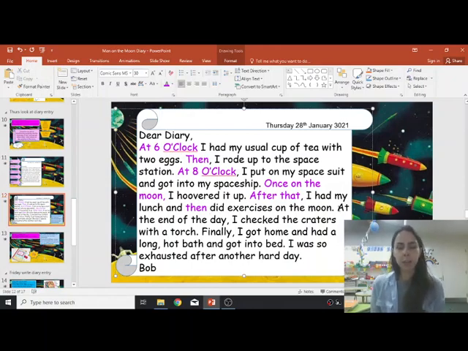Okay, we're going to try another one. At the end of the day, I checked in the craters with a torch. So when did I check in the craters with a torch? Well done if you said at the end of the day. Can you point to all those words? At the end of the day. Well done if you found them all.